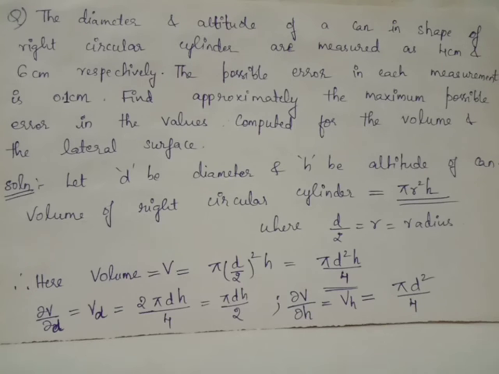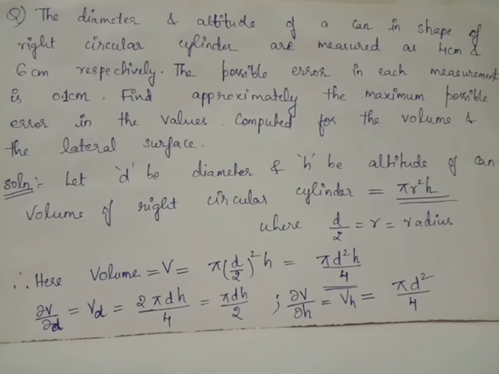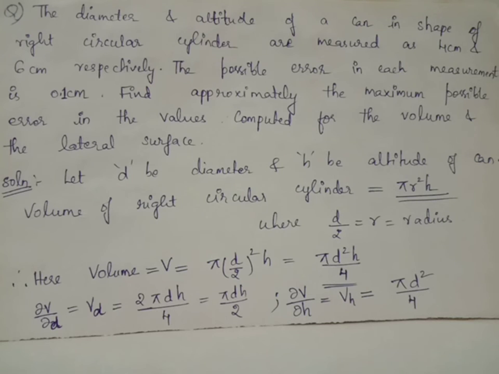Let us suppose d is the diameter of the can and h is its altitude. We have volume of a right circular cylinder equals pi r square h, where r is the radius of the cylindrical can. Since half of the diameter is the radius, we have r equals d by 2. Thus, we can rewrite the volume as pi into (d by 2) whole square into h. Or we have volume V of the right circular cylindrical can equals pi by 4 times d square h.